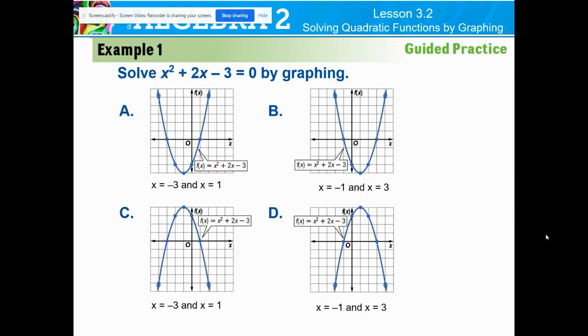Let's solve this equation by graphing. So x squared plus 2x minus 3 is going to be the graph of A. So the zeros are going to be x equals -3 and x equals 1.